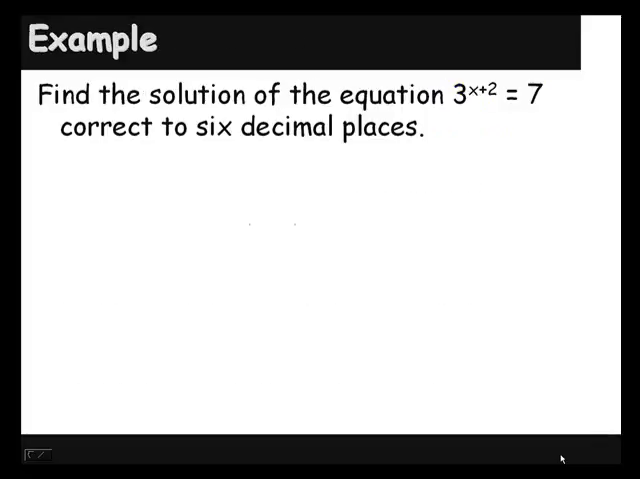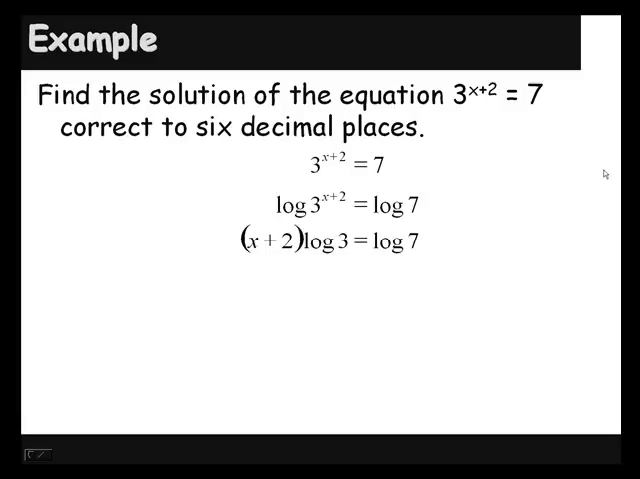Here's an example. We're going to find the solution for the equation 3 to the x plus 2 equals 7, correct to 6 decimal places. We've got 3 to the x plus 2 equals 7. I'm going to take the log of both sides. Remember, one of the properties of logs was that these powers could fly to the front. That's how we get the x out of the exponent here. So let that power fly to the front.